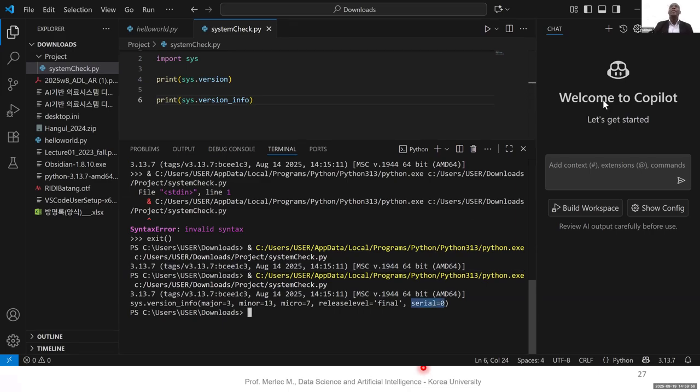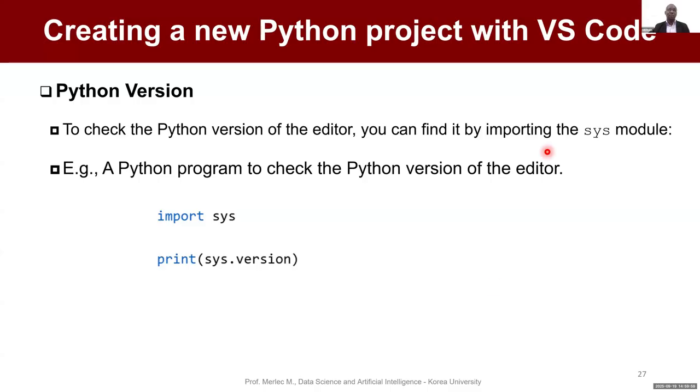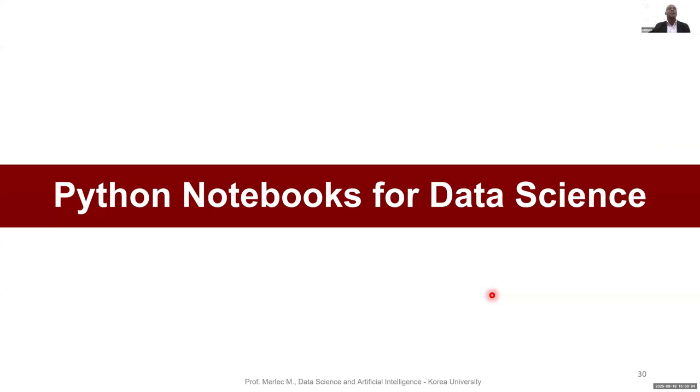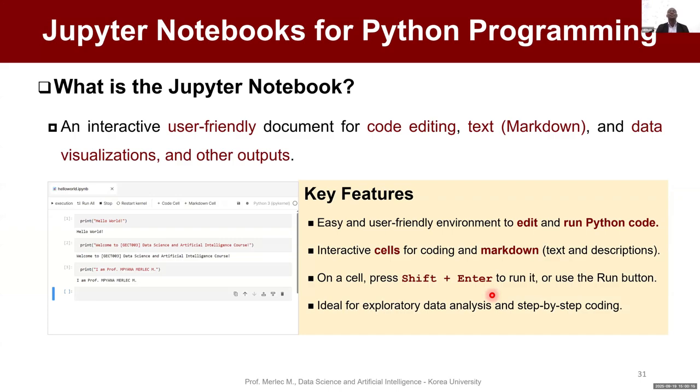Okay, the second tool is ready. I've already explained that. Okay, the third one is the Python Jupyter notebook. Python Jupyter notebooks are very useful because they provide interactive, user-friendly documents which are used for editing codes, texts within markdown cells and data visualization cells. Also, the outputs can be shown within the same document.